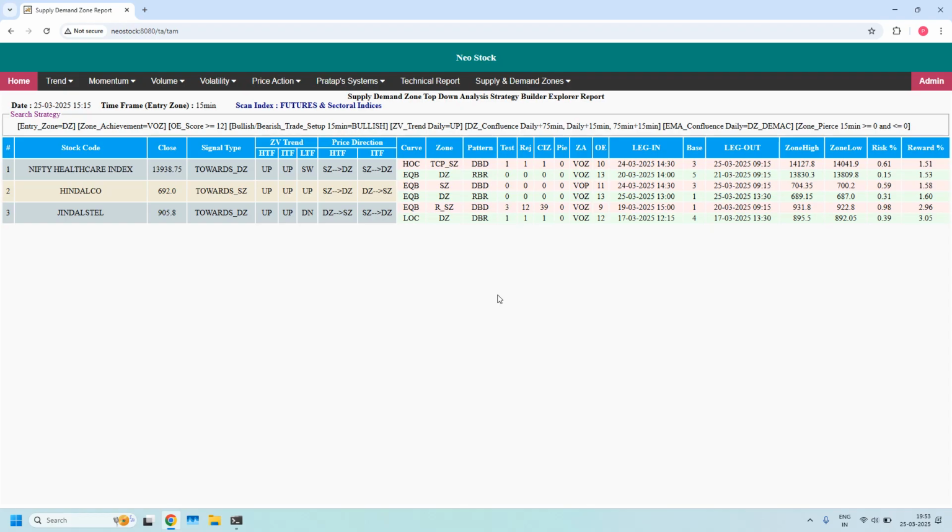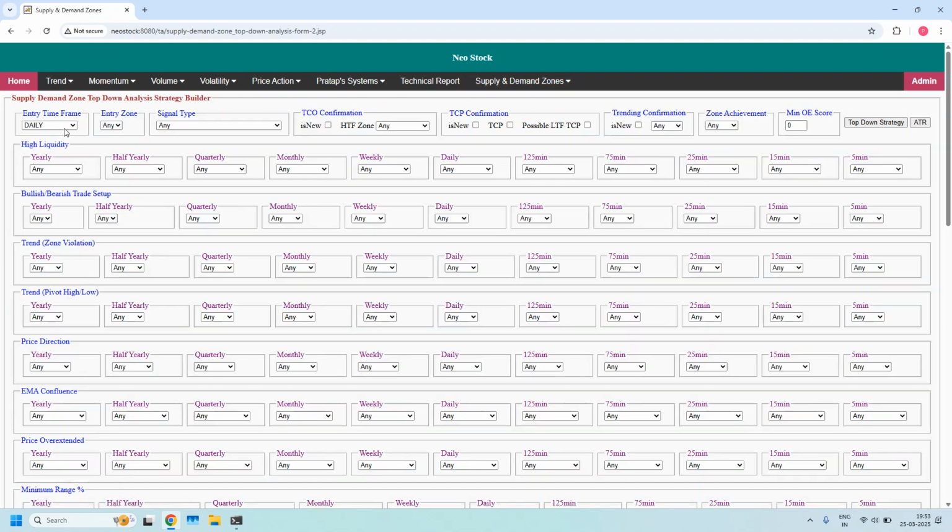Okay, this is about a bullish trade setup for daily income trade. Next, bearish trade setup for daily income trade. Entry time frame is 15 minutes. Entry zone is supply zone. And in bullish or bearish trade setup at 15 minutes, I am selecting bearish because it is a bearish trade setup.